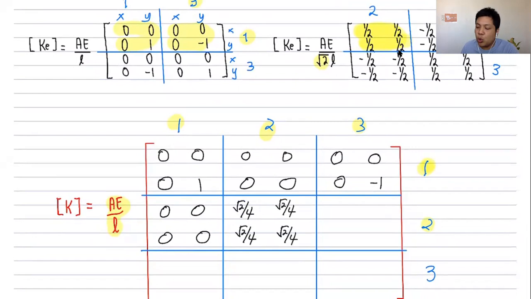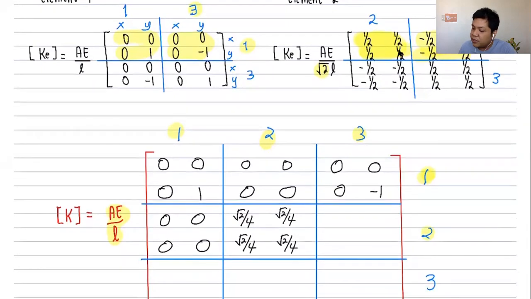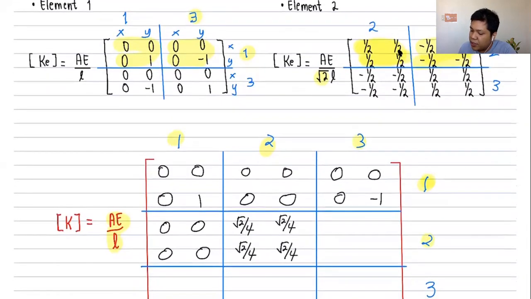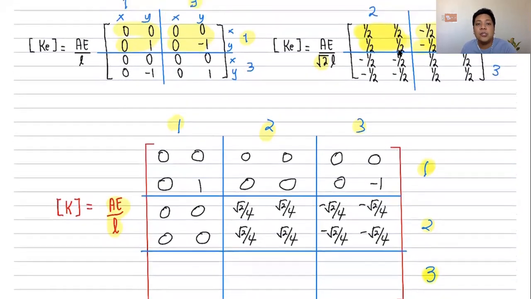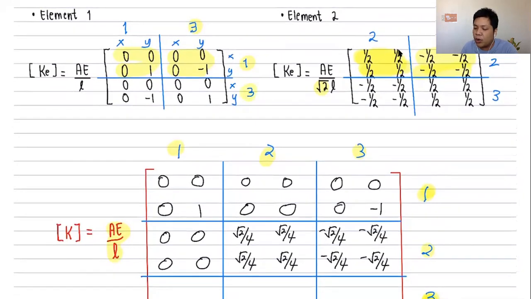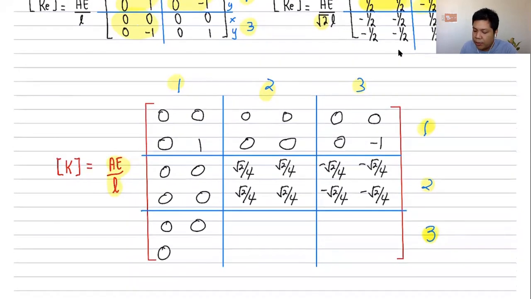Next, row 2, column 3. Where is that one? This is row 2, column 3 over here. Again, I just multiply by 1 over square root of 2, such that they're all negative. So it's the same as this one, but I just need to place a negative value. Next, let's fill in row 3, column 1. Row 3, column 1 is this one, so that's 0, 0, 0, negative 1.